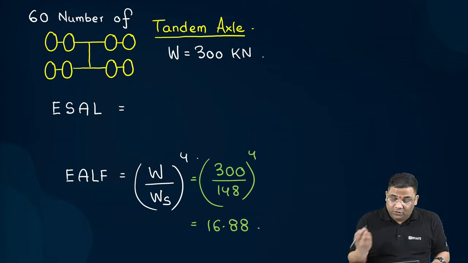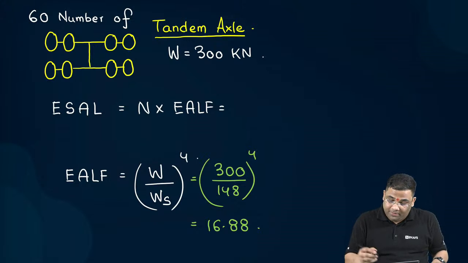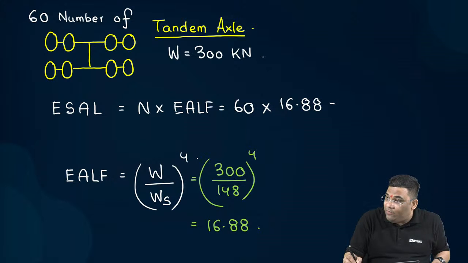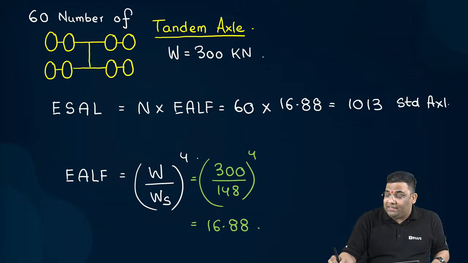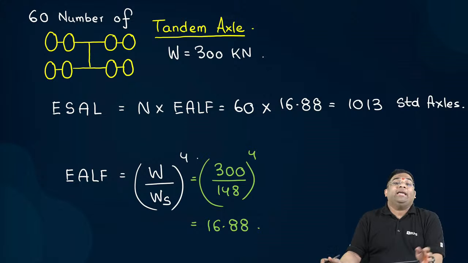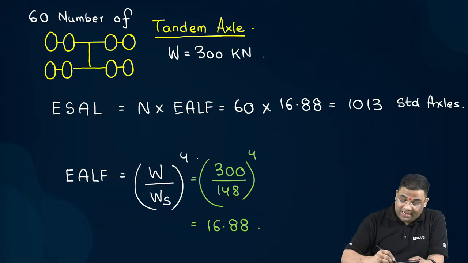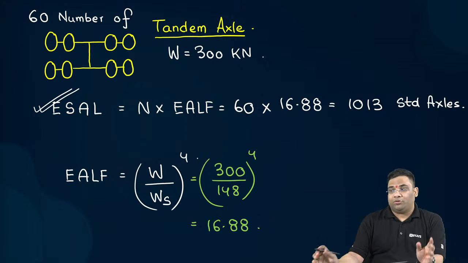So from here, this will be frequency into EALF. Very simple. This will be 60, this is the frequency, into 16.88. You see, so fast you are able to solve. We are getting almost 1013 standard axles. Okay. So that means now any axle load I give and any frequency, you can easily convert that into equivalent standard axle loads.